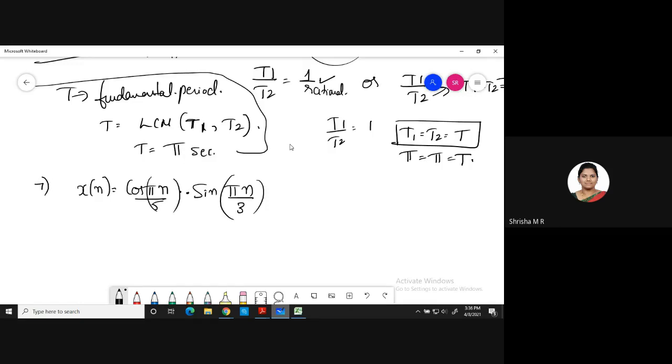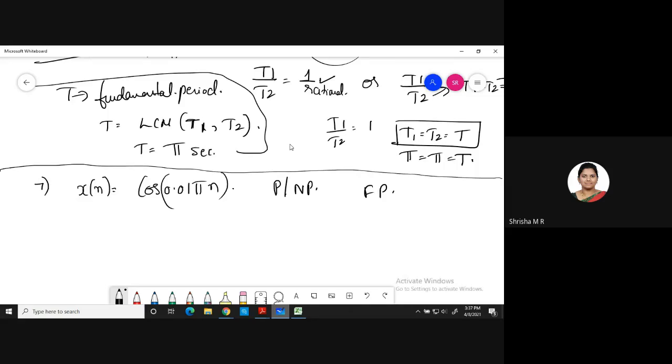Okay, so what do you have here? x of n. Wait, I'll take a normal signal first, then I'll take a composite signal. So x of n is equal to cos 0.01 pi n. Check whether the given signal is periodic or non-periodic. If it's periodic, then find the fundamental period.